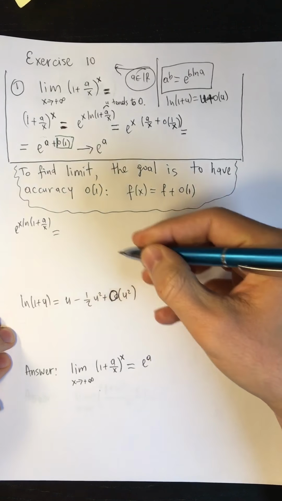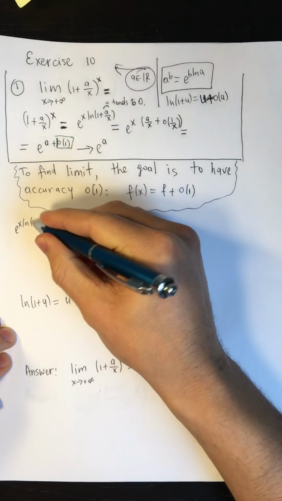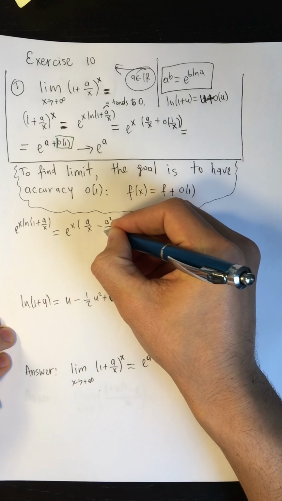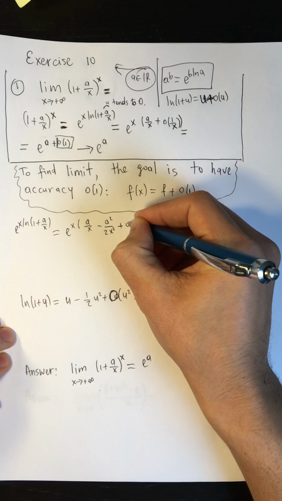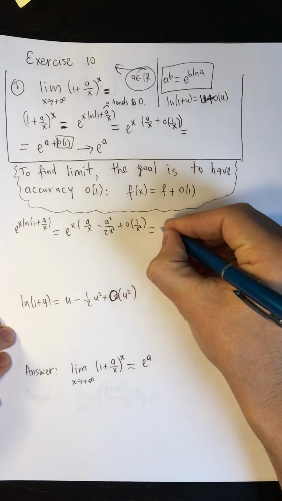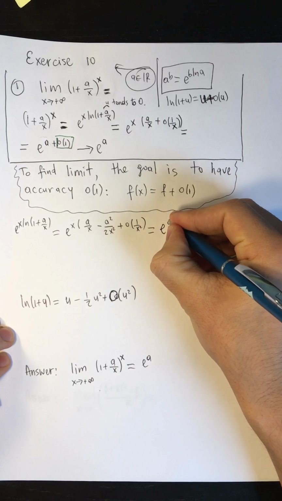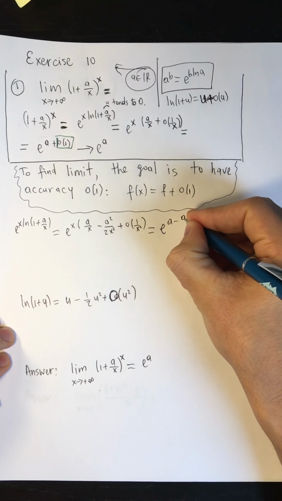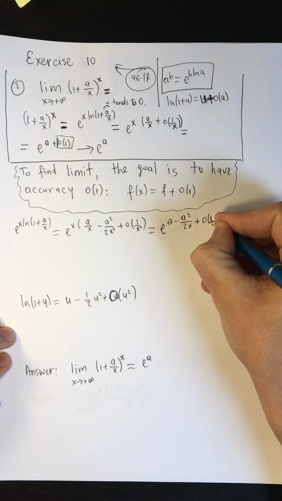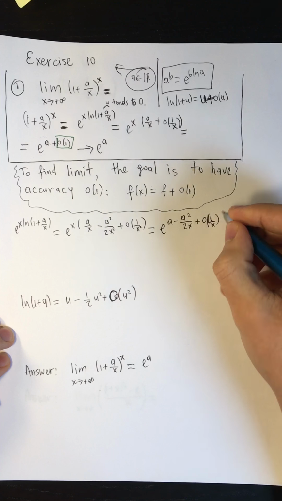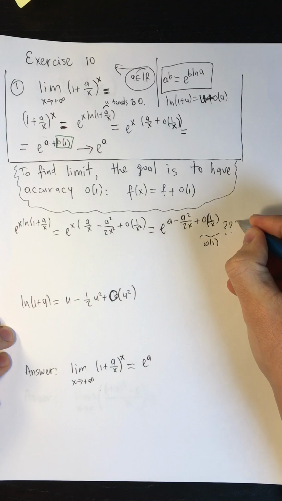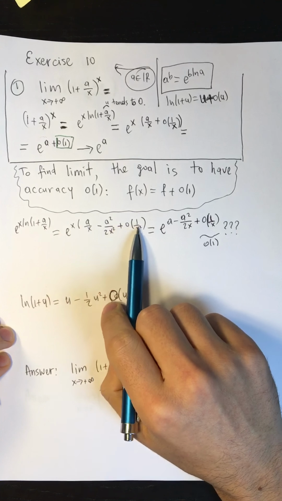So according to this formula, e to the x times ln of this is equal to a over x minus a square divided by 2x square plus o(1 over x square). And if you multiply x in the bracket, you have e to the a times a minus a square over 2x plus o(1 over x). And do we have O(1) here? No. That's why this is a problem. That's the reason why we don't want to take the second order Taylor expansion.